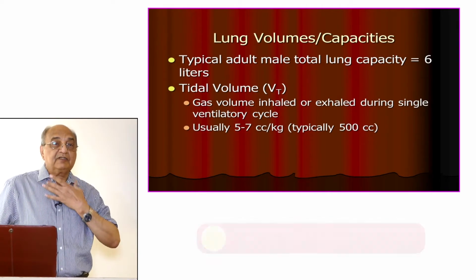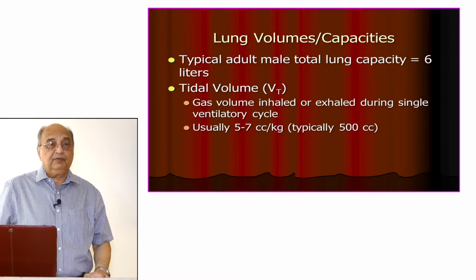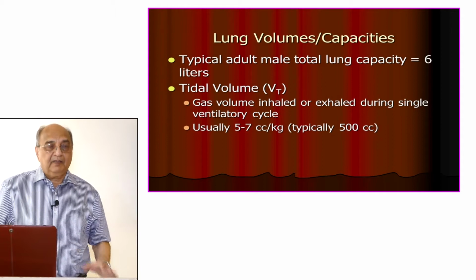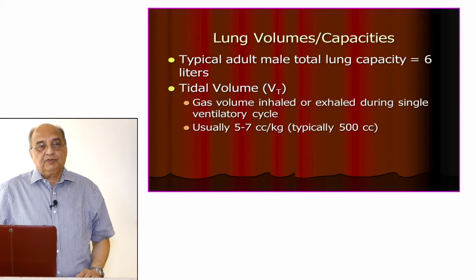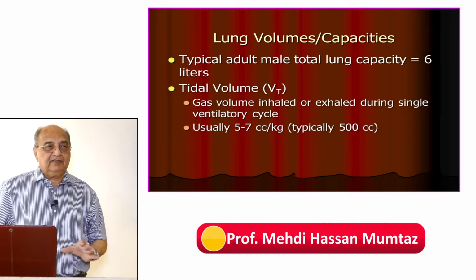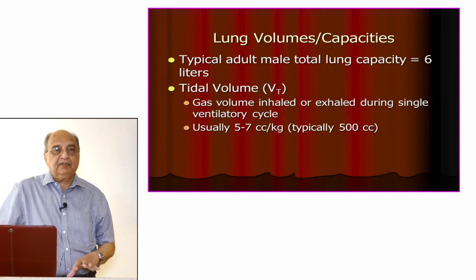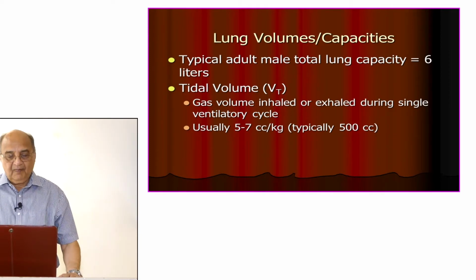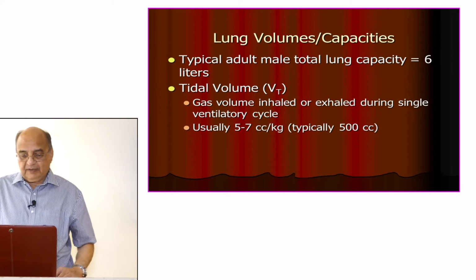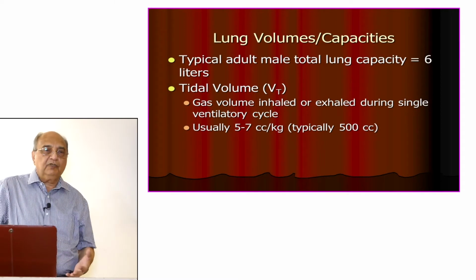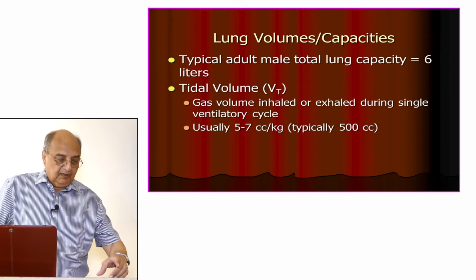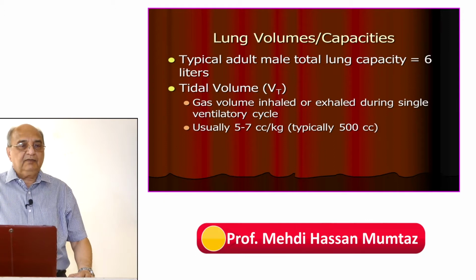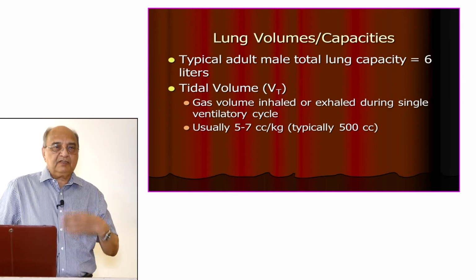It means 2 liters will stay in the trachea and up to the respiratory bronchiole, and 4 liters will be in the respiratory bronchiole and below that area. So the 4 liters will be exchanging the gases between the blood and the respiratory space. So that is a useful area. Now usually 5 to 7 cc per kilogram is the typical tidal volume which we consider. Now total minute volume is 6 liters and the respiratory portion gets 4 liters.